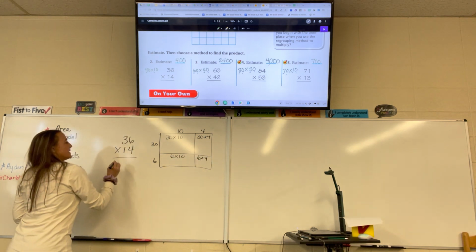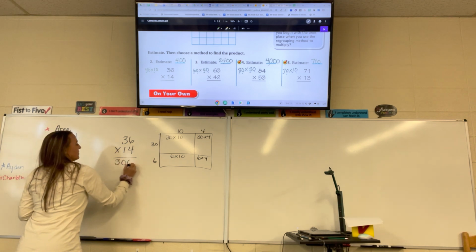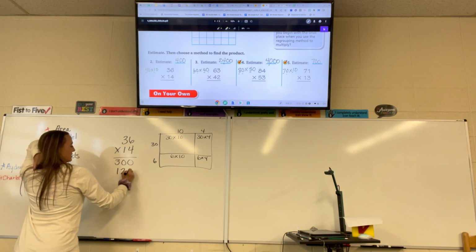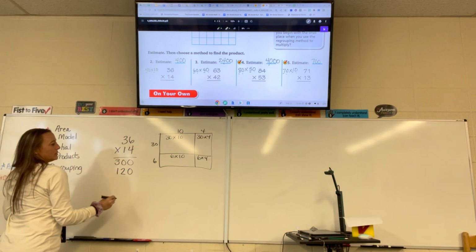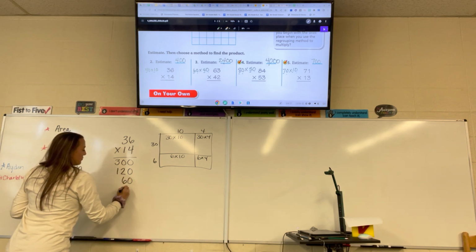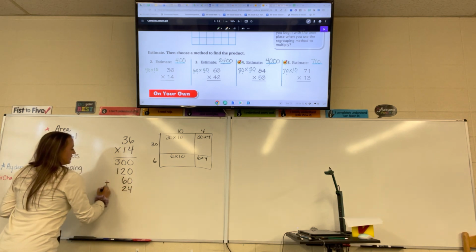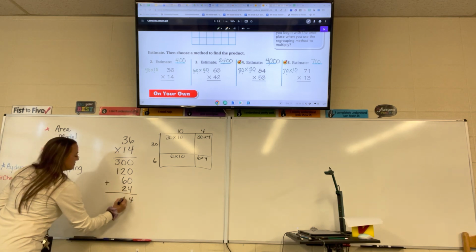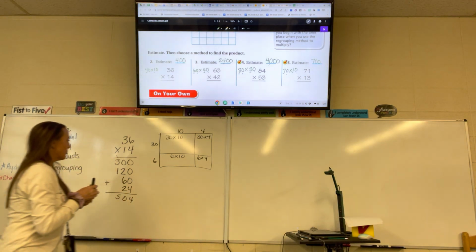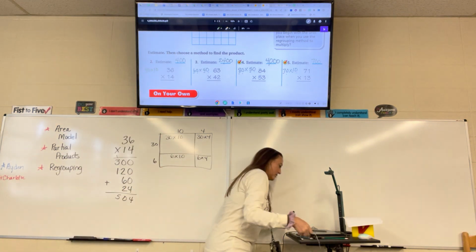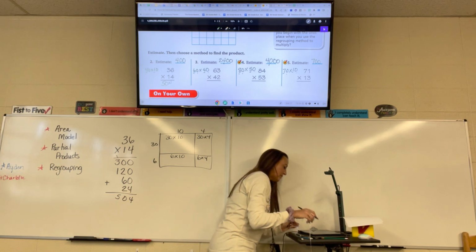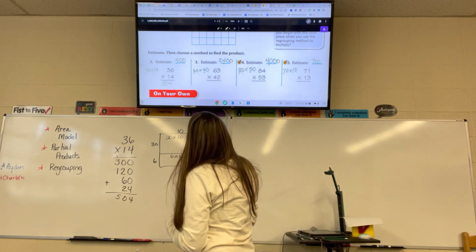Okay. 30 times 10 is 300. 30 times 4 is 120. 6 times 10 is 60. And 6 times 4 is 24. And so we've got to stack them and add them, and we get 504. Is that pretty close to our estimate? Yeah. So here I'm going to just write 504. So I've got the answer on there.